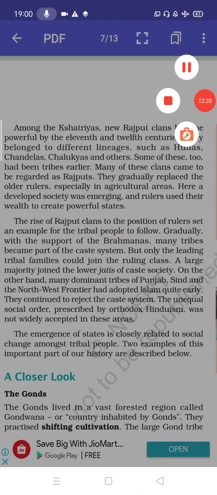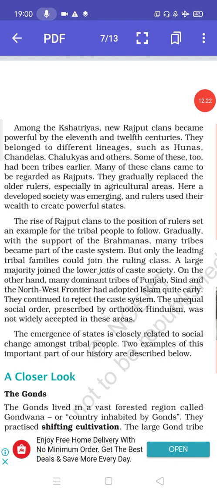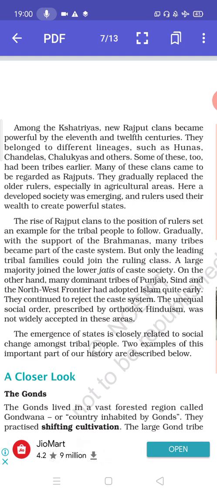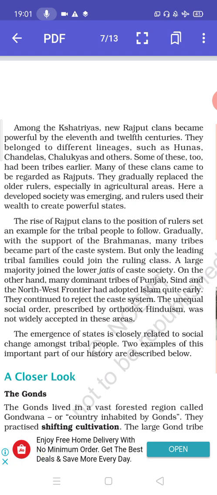The rise of Rajput clans to the position of rulers set an example for the tribal people to follow. Gradually, with the support of the Brahmins, many tribes became part of the caste system. But only the leading tribal families could join the ruling class. A large majority joined the lower jatis of the caste system.